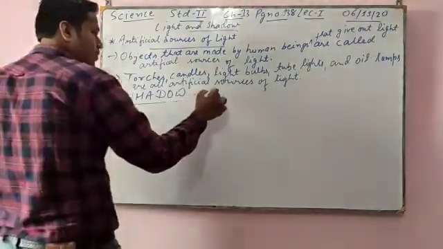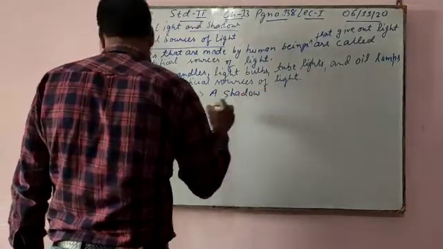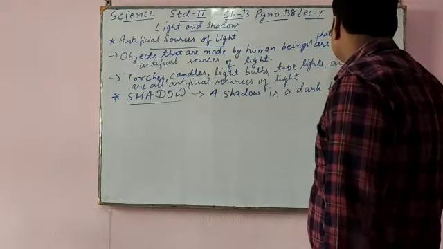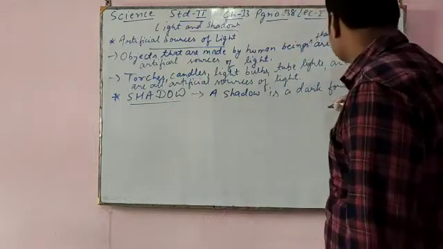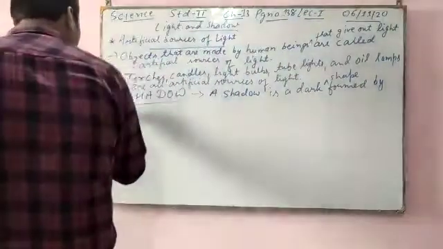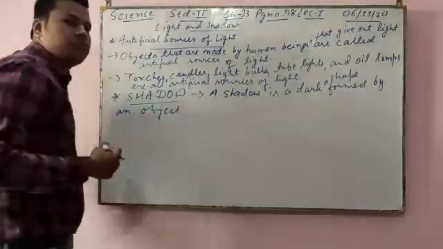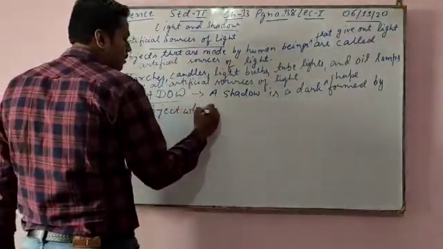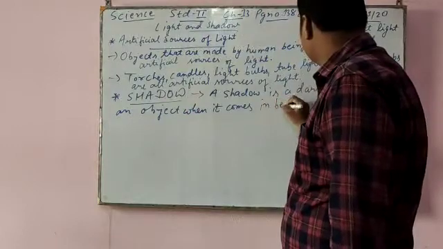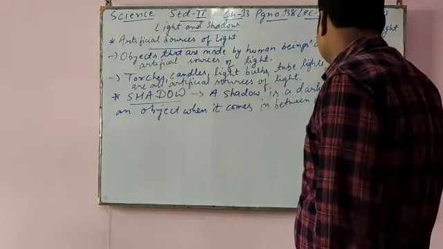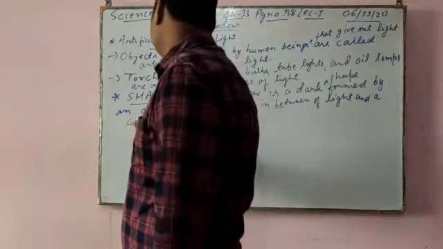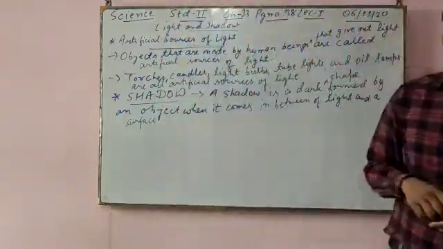So a shadow is a dark shape formed by an object, like consider me as an object, when it comes in between light and a surface. So I came in between a light and a surface.